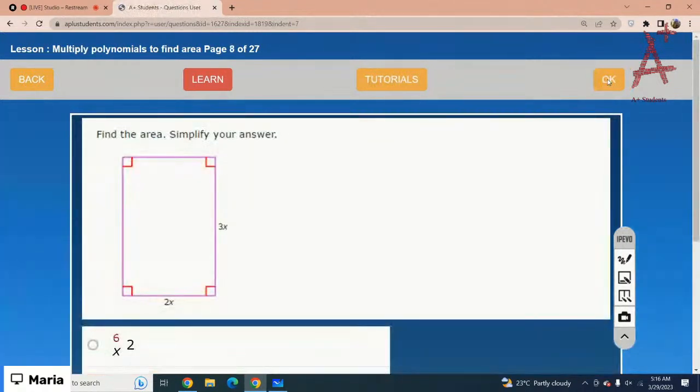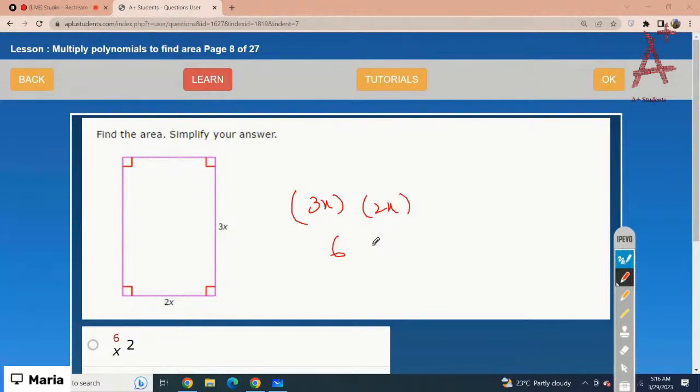Okay, find the area. You have to do length times width. Got it? So 3x times 2x is 3 times 2 is 6 and x times x is x square. So it would be 6x square. Got it? Option number 1 is the correct option. So the correct option is 6x square.